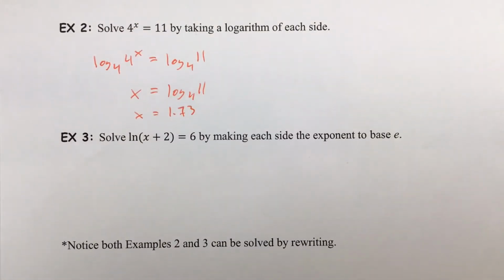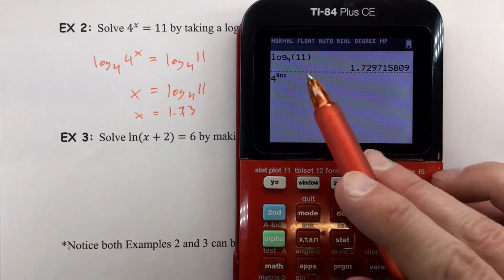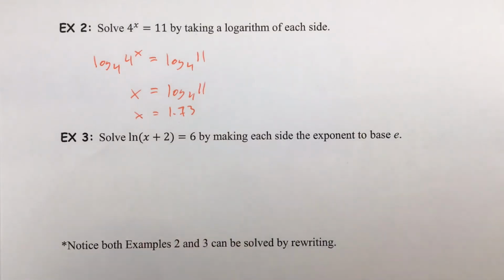Just to verify that that looks good, let's go ahead and take 4 and raise it to that power. So instead of rounding off, we'll just recall it. And we get back 11, which means that this is the solution.